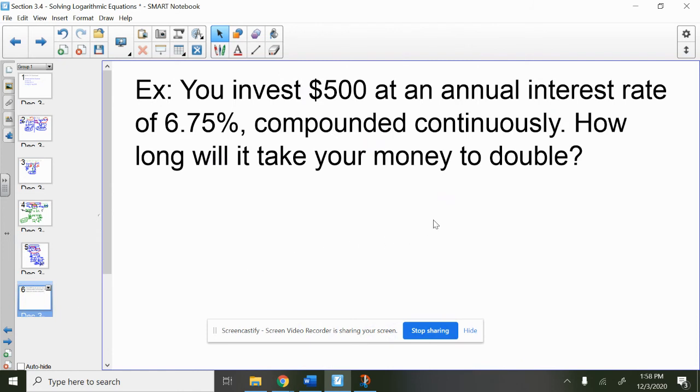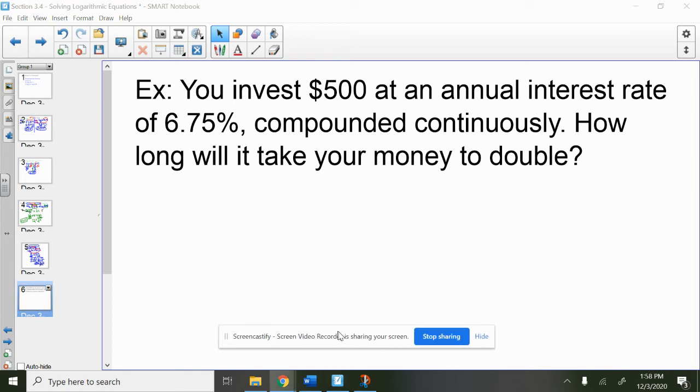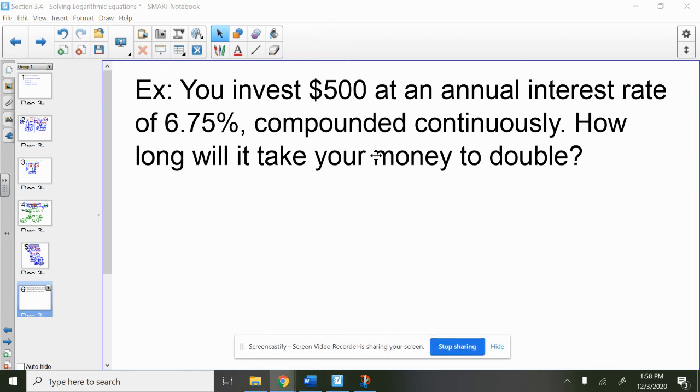Okay, last problem. Here's a good application where we use this. So we're going back to money. And we talked about how you're investing money and what you get. This one says you're investing 500 at an annual interest rate of 6.75%, compounded continuously. So that tells you which equation you're going to use. How long will it take to double?